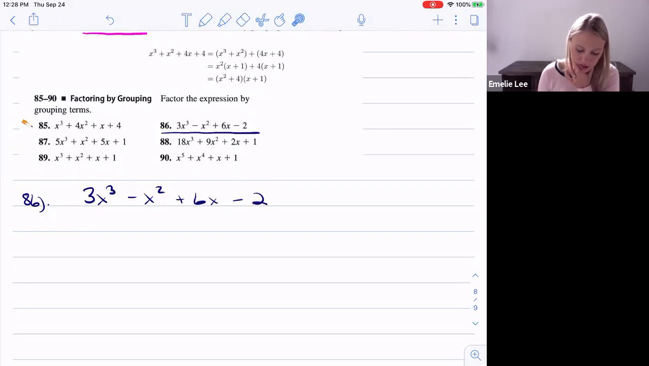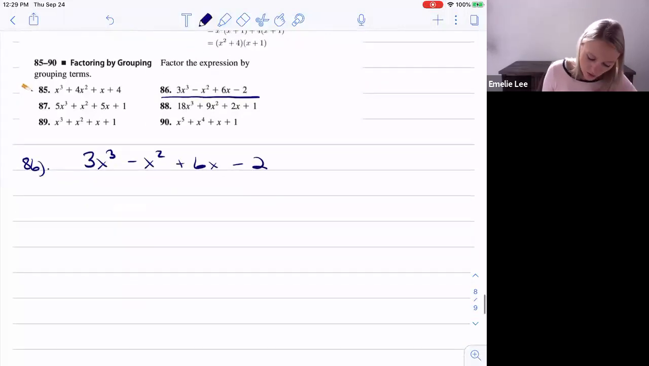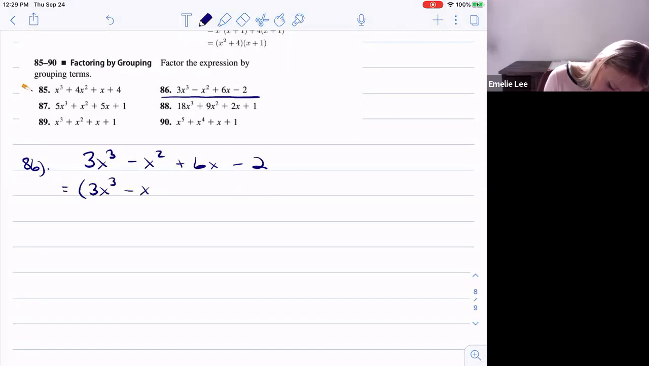Another thing is I could just do exactly what we did up here and say, okay, I'm going to put these x to the 3 and x squared together, and then the 6x minus 2 on its own. Either way, we're going to end up at the same answer. So this becomes 3x to the 3 minus x squared plus 6x minus 2.